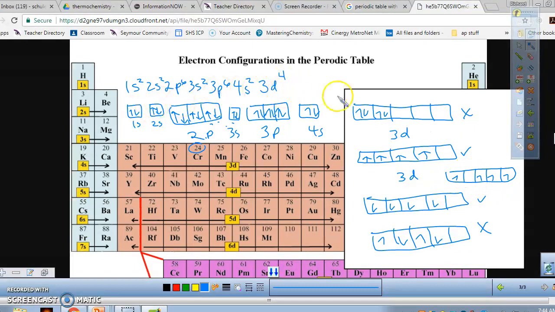Now, we'd like to be able to shorthand this, and the shorthand notation says that we're going to go to the noble gas in the row before the element in question. And I just blocked it here, but before chromium on the chart, the noble gas at the end of the row would be argon. So we're going to take argon, which by the way is right here. Those 18 electrons are argon's electrons. So we're going to put that in brackets, and we're going to write the remaining part of this, 4s2 3d4.